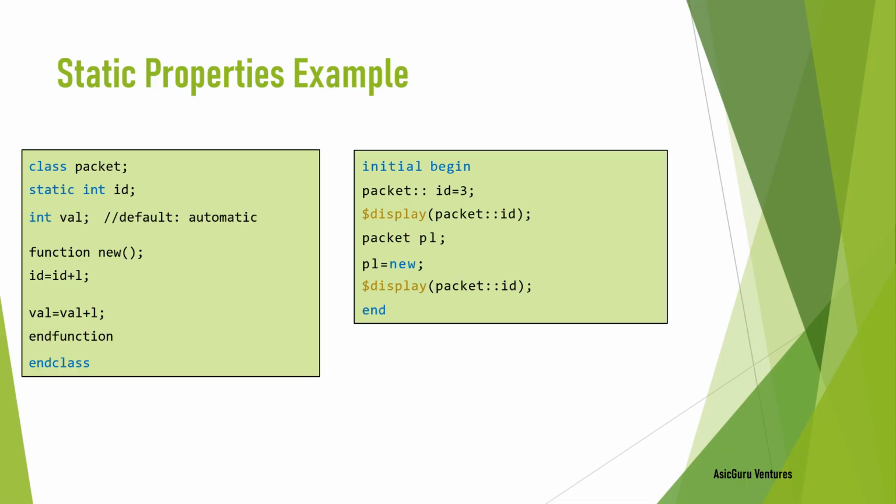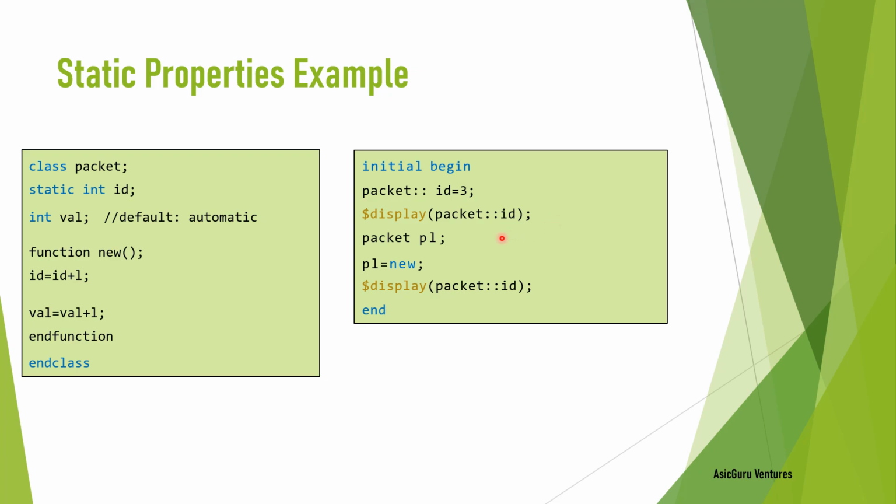This is another example of static properties. We are again using the packet class with two variables, first a static variable and another an automatic variable. We have defined a constructor, and inside the constructor we are incrementing both the variables. Now in the initial block, we first directly assign the value to the static variable using class name and scope resolution operator. So we have set the value of the static variable to 3. This proves that a static variable exists even before object creation. Now we are displaying the value of the static variable. It would print the value as 3.